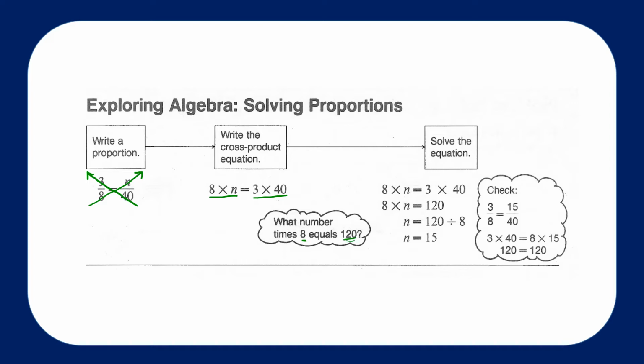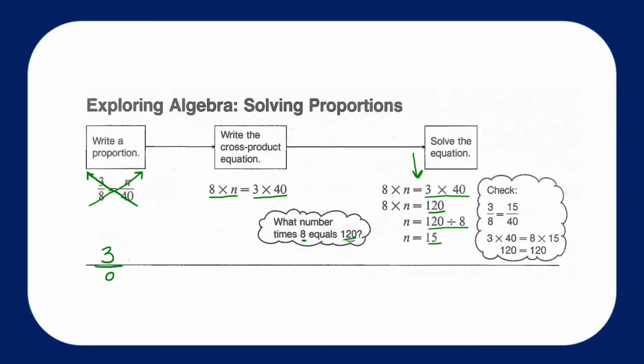So we can solve the problem like this. 3 times 40 equals 120, and then 120 divided by 8 equals 15. So when we solve proportions, we can solve it using cross products. You could also do it in this fashion as well.